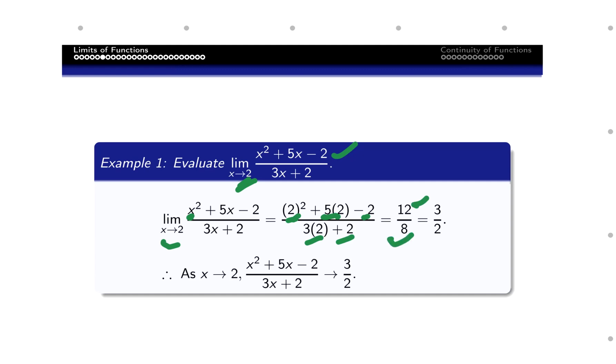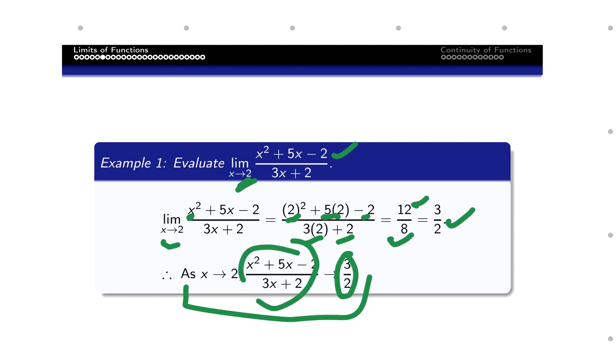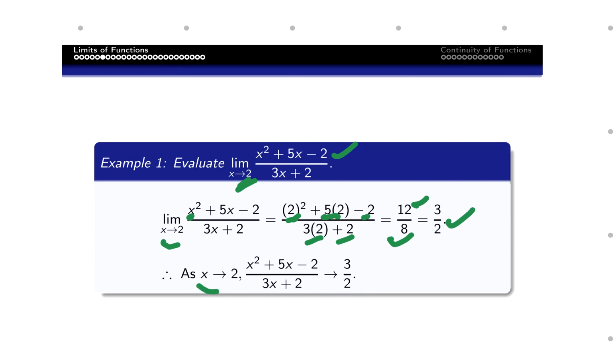So that simply means that as x is approaching 2, then this expression is approaching 3 over 2. Mind you, it doesn't mean that x is 2, right? It means that x is moving towards 2. So as x is moving towards 2, the function itself is moving towards 3 over 2. The function is not at 3 over 2. It is moving towards it.